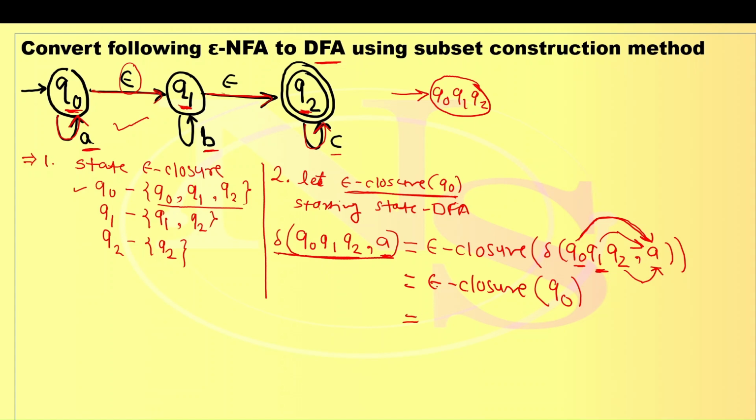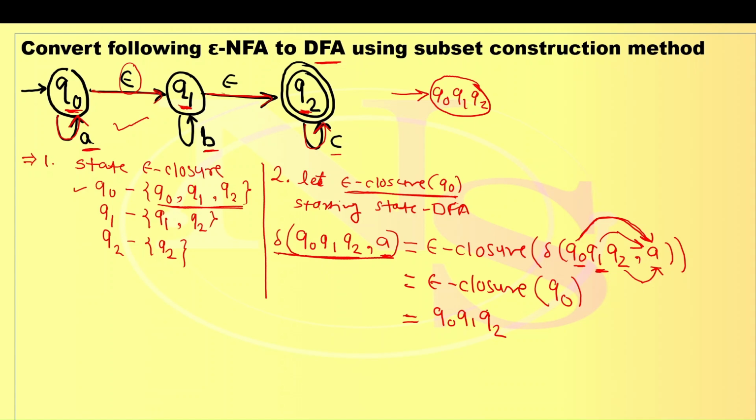Now we know the epsilon closure of Q0. What is it? Q0, Q1, Q2. So I am writing here Q0, Q1, Q2. Even though here in the epsilon closure we have given commas between Q0, Q1 and Q2, it will be considered as only one state.